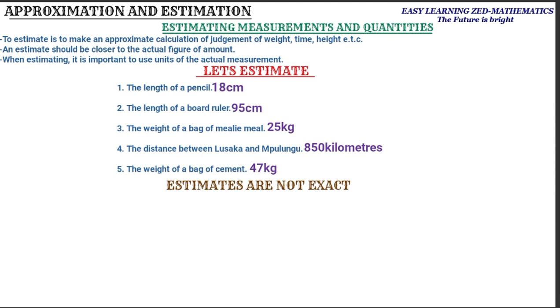Now you need to remember that estimates are not exact. If I give an estimate of 45 kg as the weight of the bag of cement, and it's found that it's 50, my estimation is still acceptable. When you round off 47 to 1 significant figure, you get 50 kg. So you should always remember that estimates are not exact. These are just rough figures which are close to the actual number.